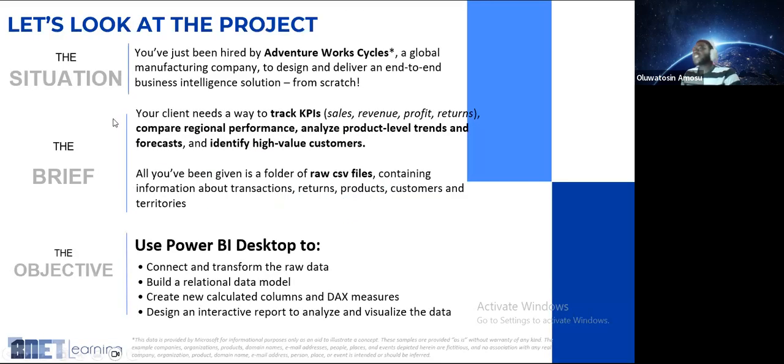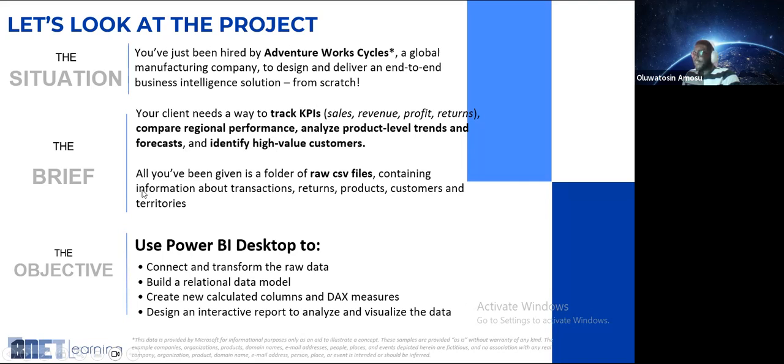You can see, so this is the situation. Now, you have just been hired by Adventure Workcycle, a global manufacturing company, to design and deliver an end-to-end business intelligence solution from scratch. So your client needs a way to track KPIs. KPIs means key performance indicators. We have the sales, revenue, profit, and returns. Compare regional performance, analyze product-level trends and forecast, and identify high-value customers.